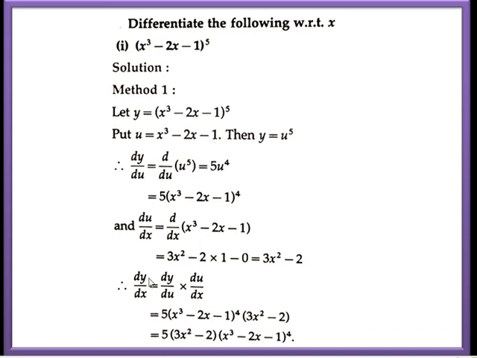Now I will say by chain rule dy/dx is dy/du into du/dx. Substitute the values. In short, consider base as u. What is derivative of u raised to 5? 5u raised to 4. But while writing, you have to write this only, because for convenience we are considering u, into derivative of u by chain rule, that is derivative of what? x cube minus 2x minus 1, which is simply 3x square minus 2.